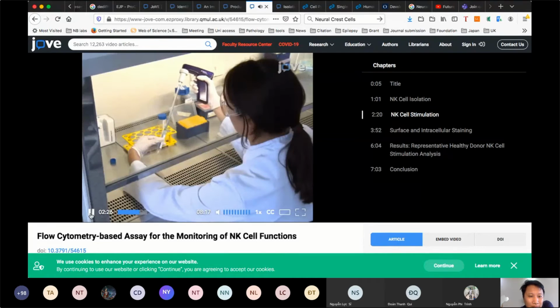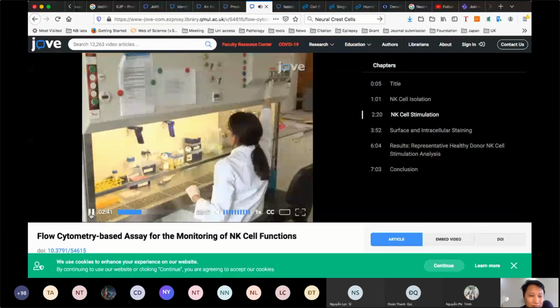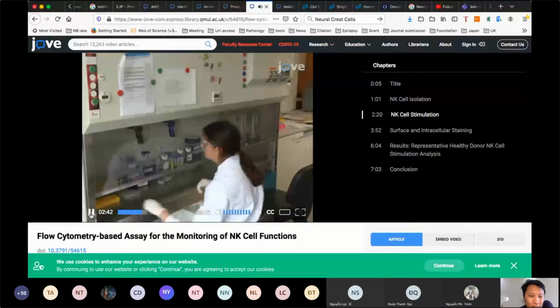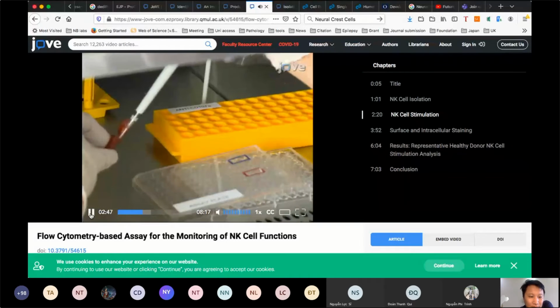To stimulate the isolated NK cells, first gently mix by pipetting at least 5 times and aliquot 100 microliters of the cells into the appropriate wells of a 96 well D bottom plate. Switch off the light and add anti-CD107A antibody to each well of the NK cells.